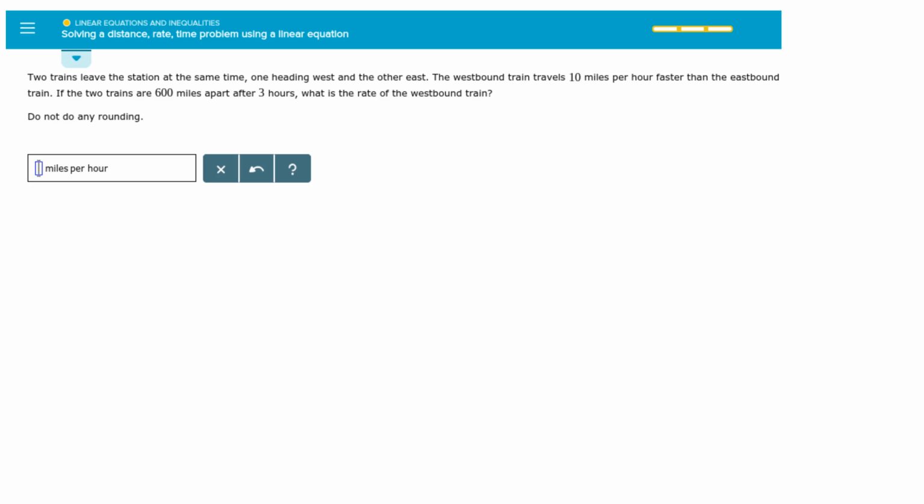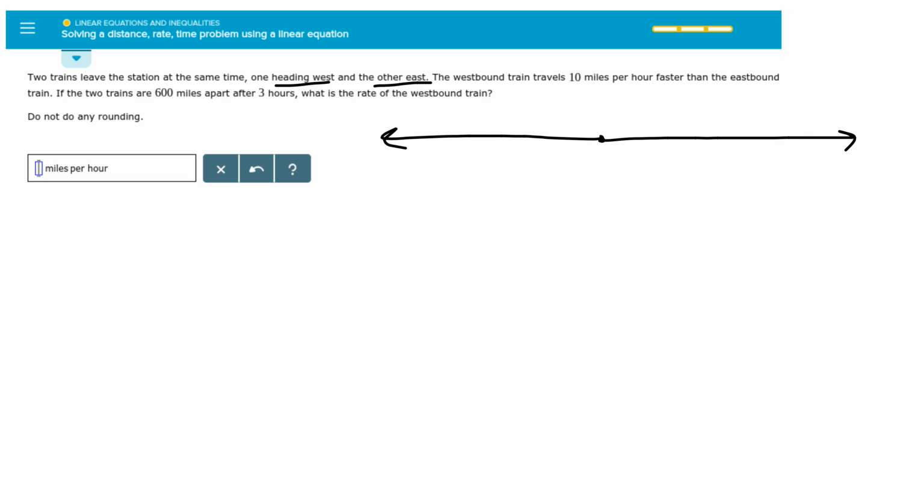Okay, so here we have a classic distance, rate, time problem using a linear equation, and it's the old two trains leaving a station at the same time. So we've got one heading west and one heading east. If both of the trains start at the same point, one is heading westbound, the other is heading eastbound.